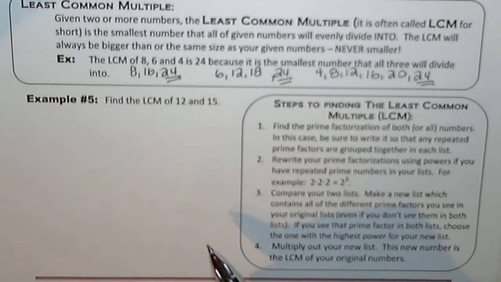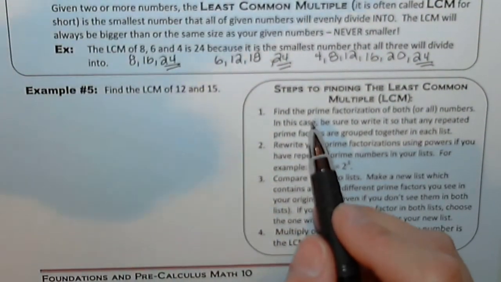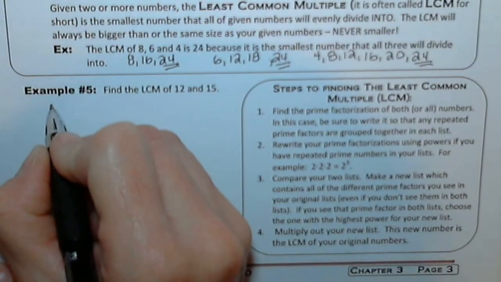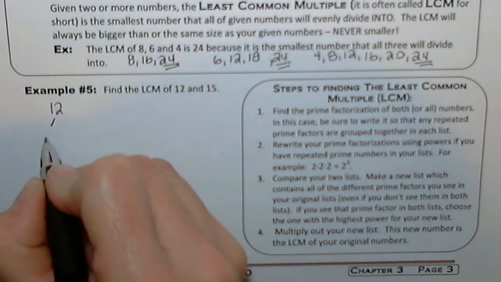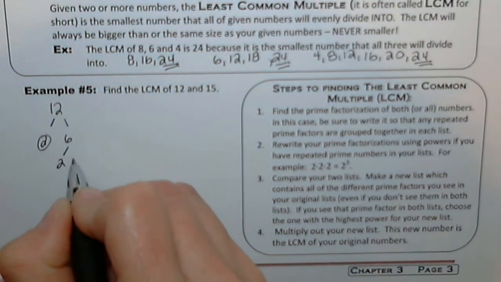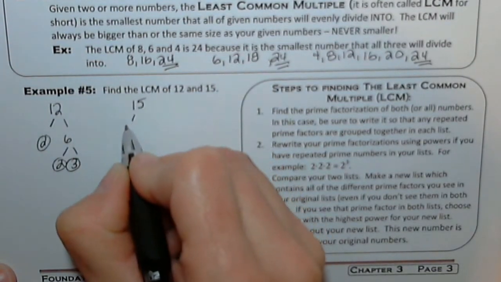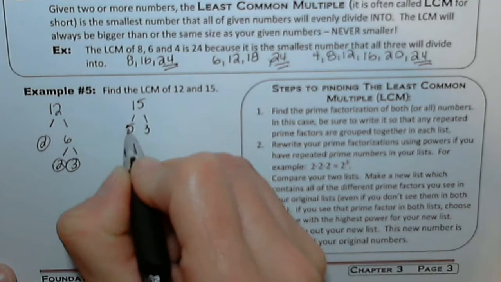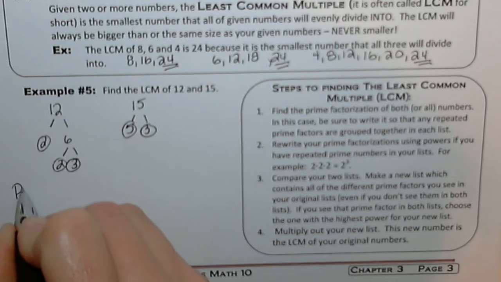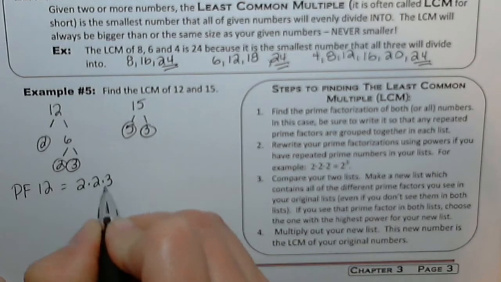For this one, the very first thing you're going to do is a factor tree and find the prime factorization for both numbers you're given, which are 12 and 15. So 12 in this case is 2 times 6. 6 we're going to break into 2 and 3. 15 is 3 and 5, which right off the bat are prime numbers. So what's our prime factorization of 12? We get 2 times 2 times 3.